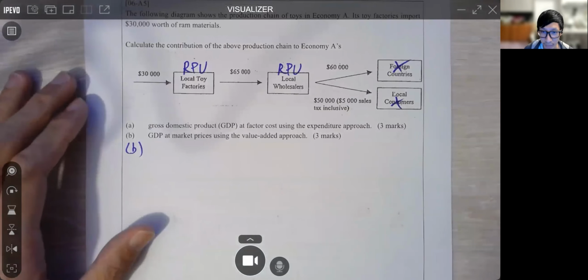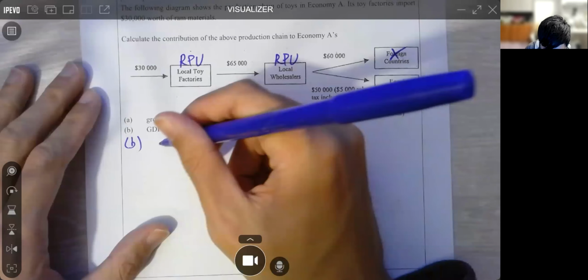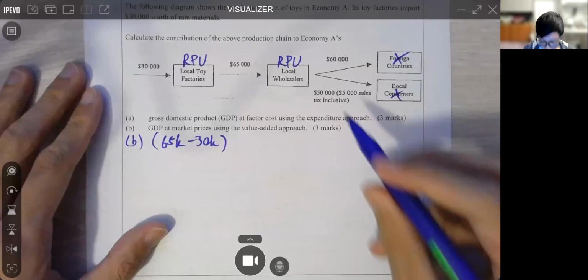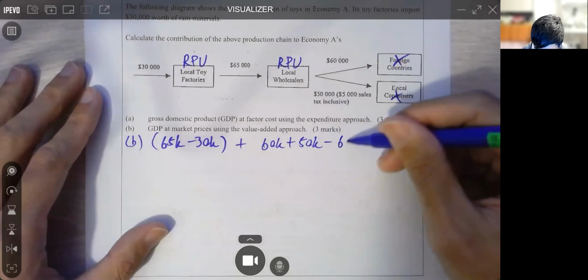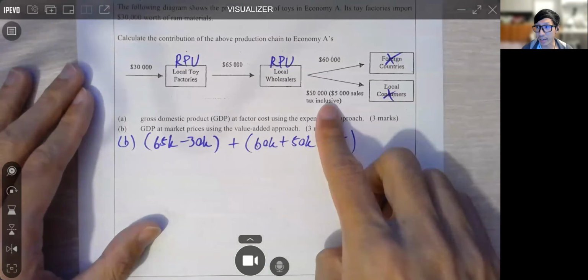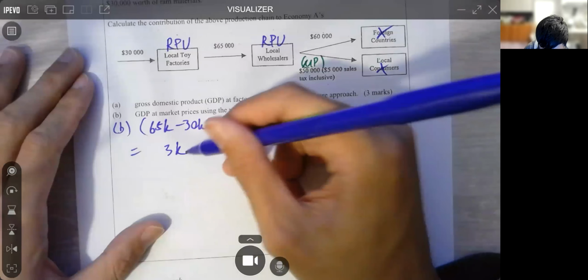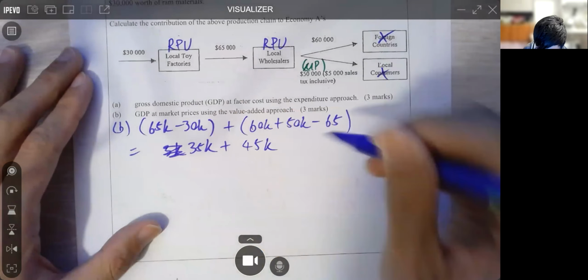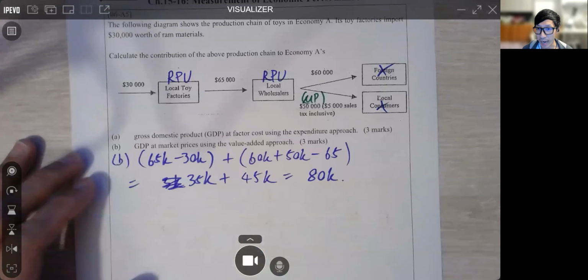Therefore, how do we calculate value added approach? We calculate the value added of this guy and this guy. Let's see how that. First guy, 65K minus 30K. First guy. Second guy, 60K plus 50K minus 65K. Sir, 使唔使理呢個 sales tax 啊？Okay, remember inclusive. Therefore, this is market price. Now, therefore, the answer here we have 35K plus this should be 45K, right? 係咪啊？Yes, 45K. Answer will be 80K contribution to GDP. Okay, and that will be the production approach.